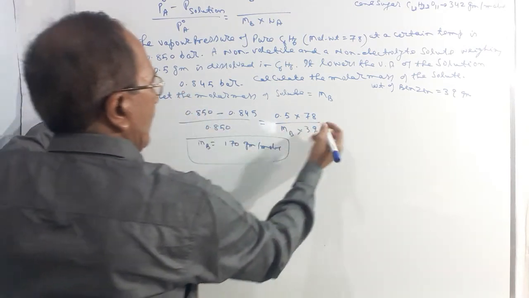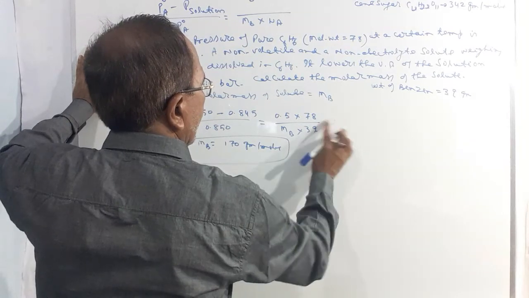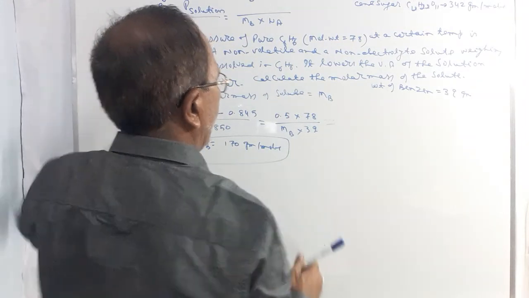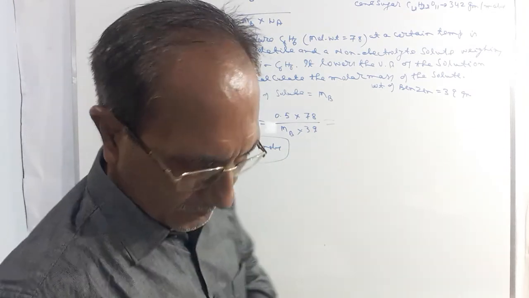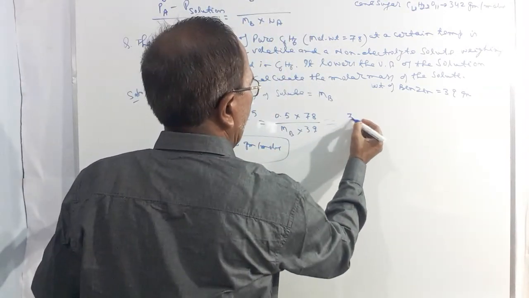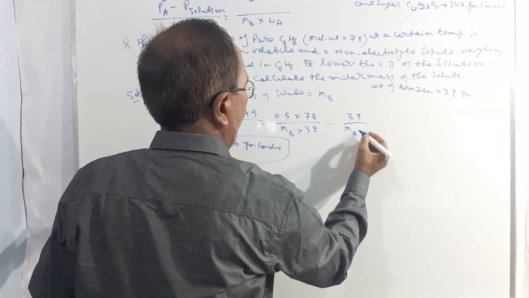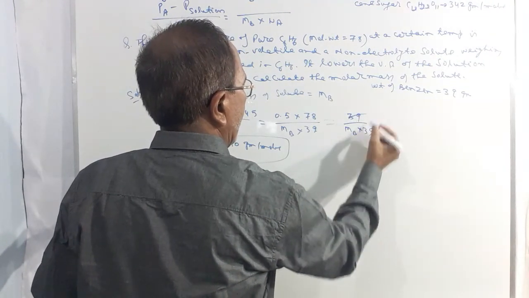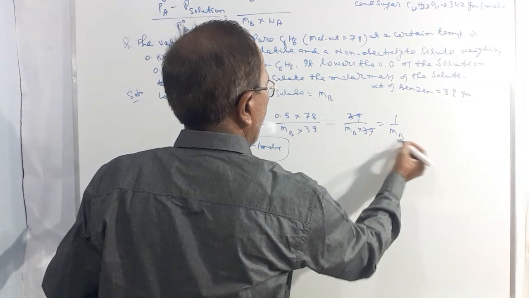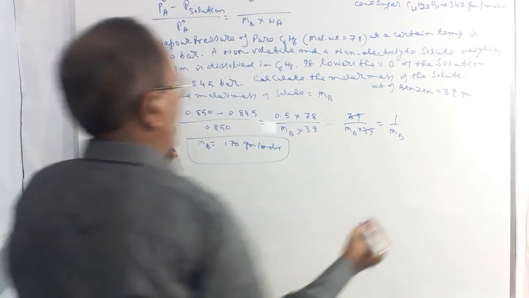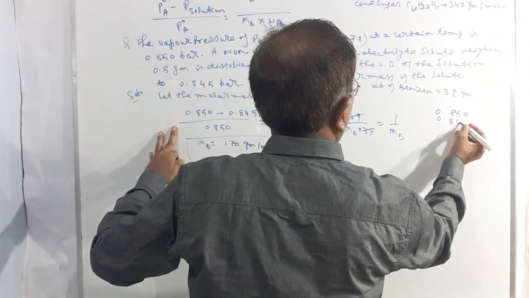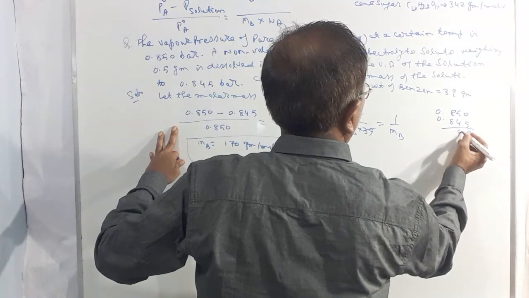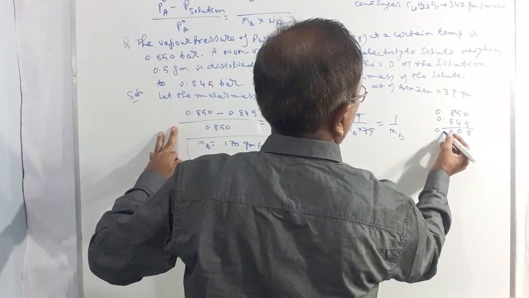इसको सब्ट्रैक्ट करके डिवाइड करना होगा. ये हो जाएगा 39, ये कैंसिल हो जाएगा. जैसे 39 बाई एमबी 39, ये कैंसिल हो जाएगा, 1 बाई एमबी हो जाएगा. इसको सब्ट्रैक्ट करोगे 0.850 minus 0.845, 0.005.